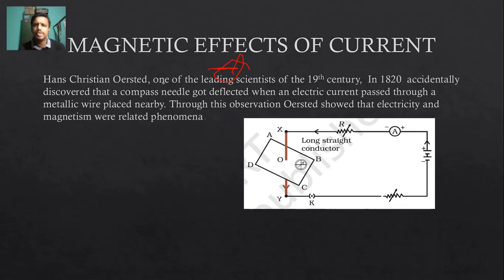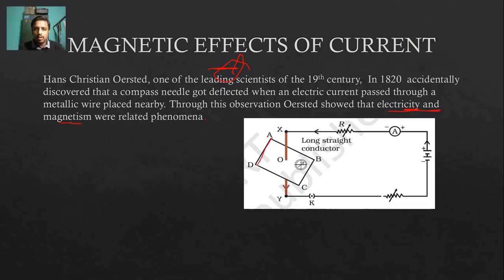Hans Christian Ørsted accidentally found that a compass needle got deflected when an electric current was passed through a metallic wire. This accidental discovery helped us a lot because it showed the relationship between electricity and magnetism.